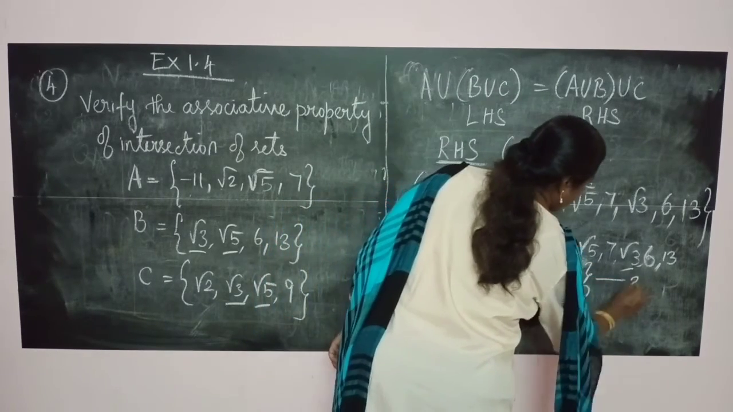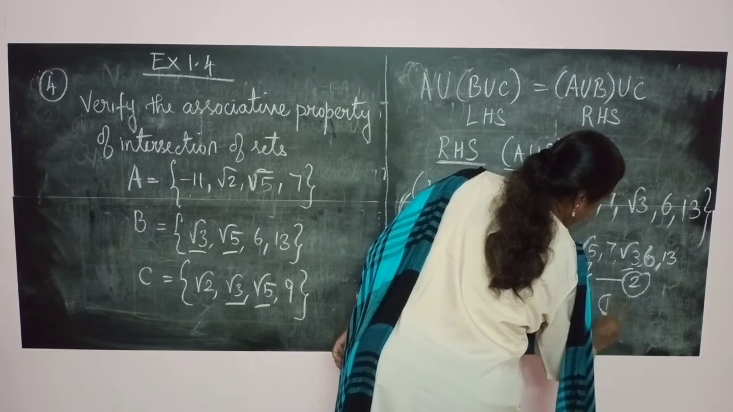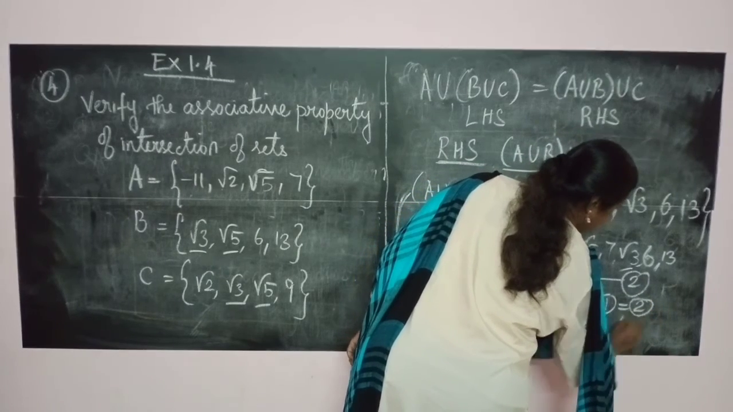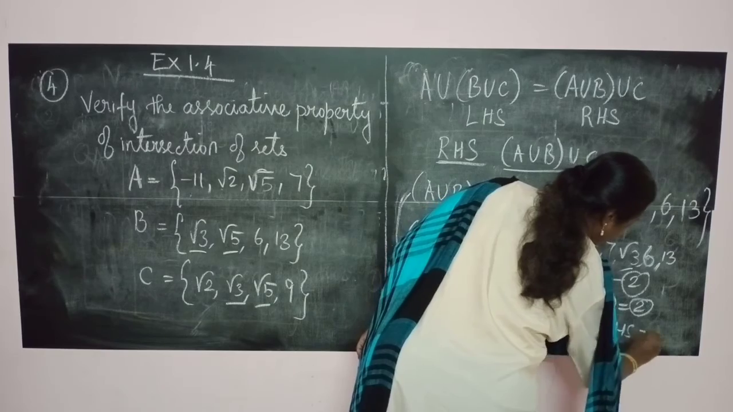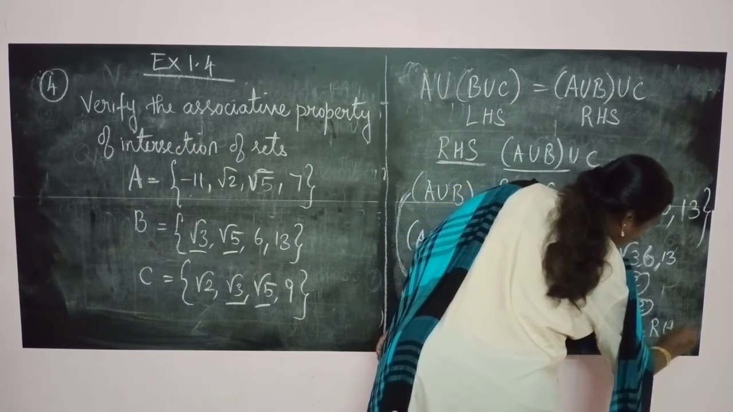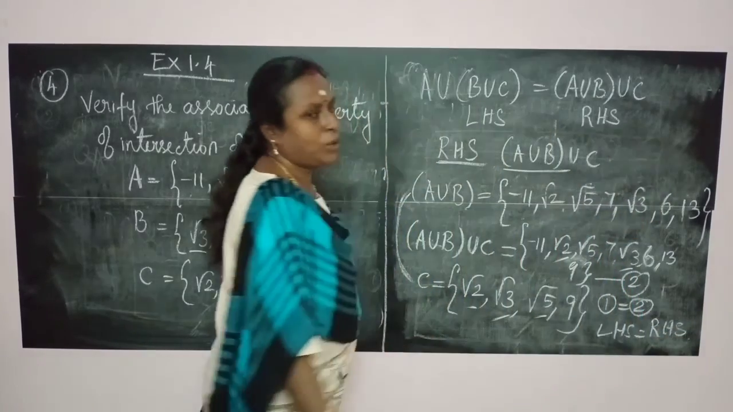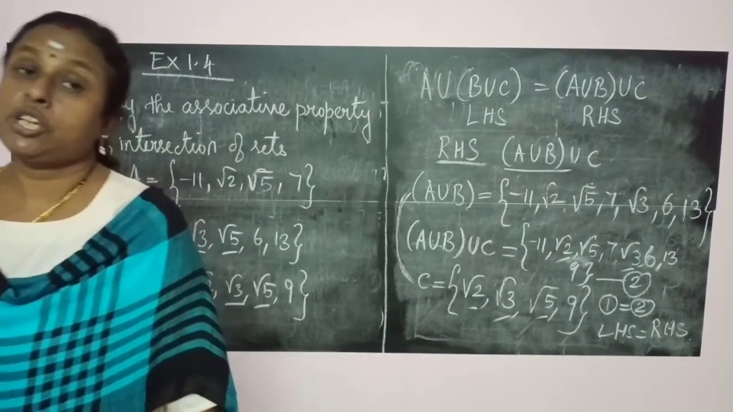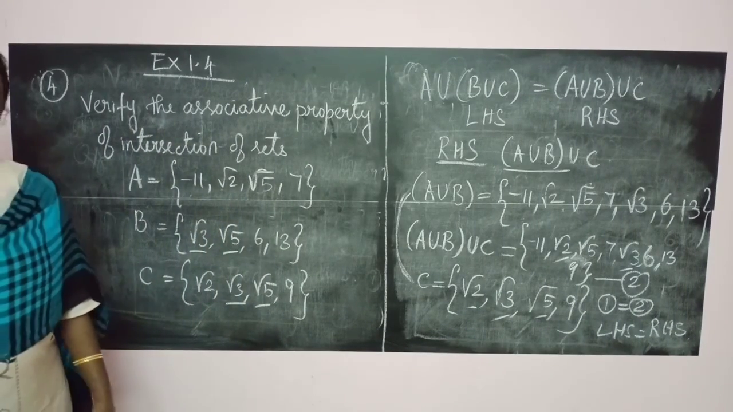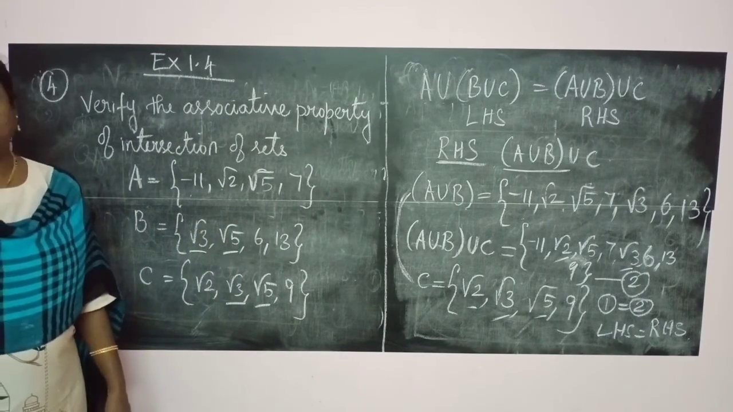So this is 2. When you check it, 1 and 2 will be the same. So LHS is equal to RHS. So hence the associative property for union is verified.